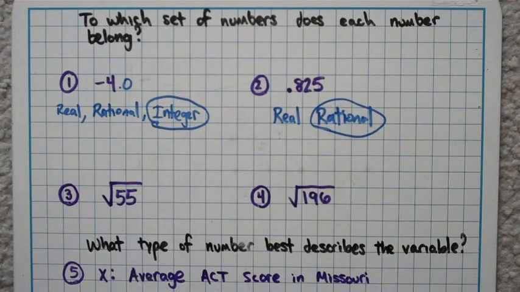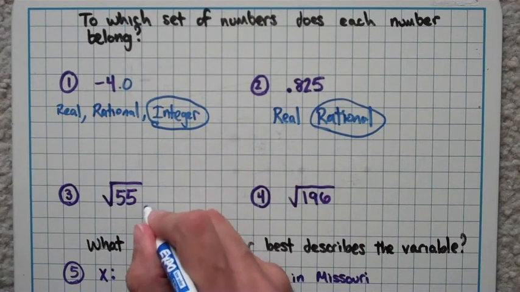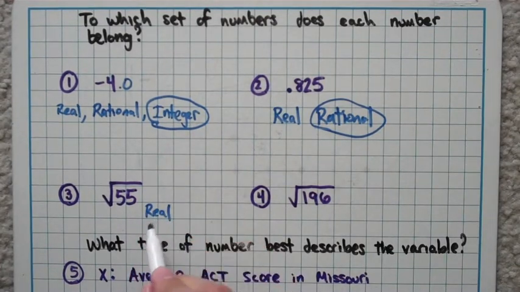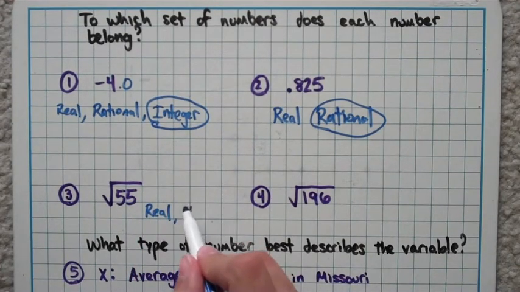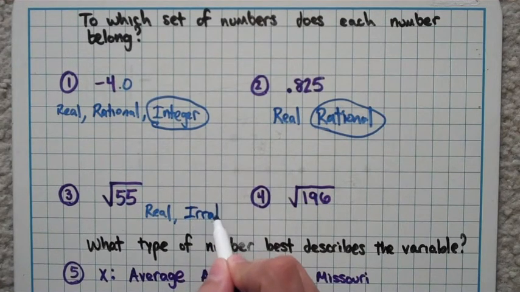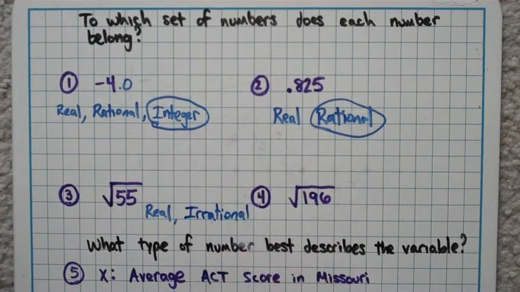For the next one though, if you type that decimal in your calculator, square root of 55, it's going to go on forever. It's not going to repeat. The best we can do on this one is say a real number. It's not a rational number. Since it's not a rational number, we can call it an irrational number. That was one of our vocab words too. So either a real number or irrational if you want to be a little more specific.